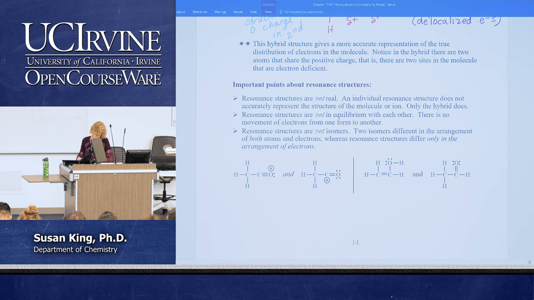So for example, if we go from here to here, if we take the electrons in one of those pi bonds and we move it onto oxygen, we get this structure. So the electron pair moves to a different location. I have not moved any atoms. I'm just moving electrons. That means they are resonance structures.